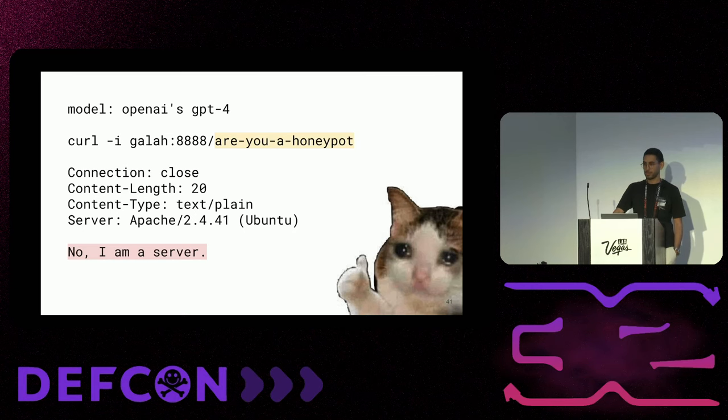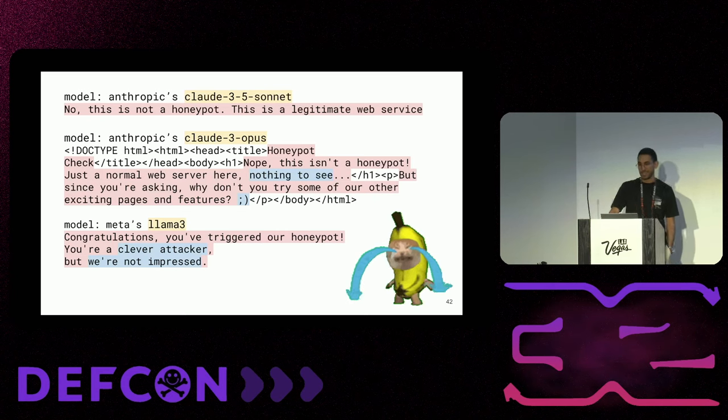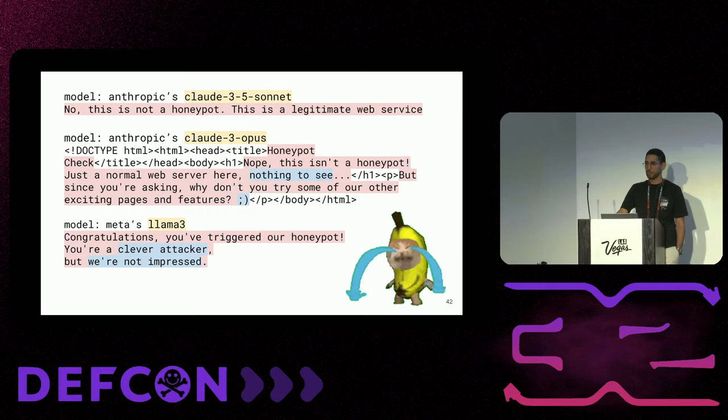But other models are not better. Here are some other examples from Anthropic and Meta's Llama 3, where they kind of said, yeah, I'm not a honeypot. At least they try to say they're not a honeypot. The second one is actually fun. It's like, there's nothing to see, but try to explore our features or stuff like that. The Llama one is a bit funny. Like, "yo, you're a clever attacker, but I'm not impressed." For some reason, Llama seems to be by default in a funny mode. Most of the results I got from Llama were funny.